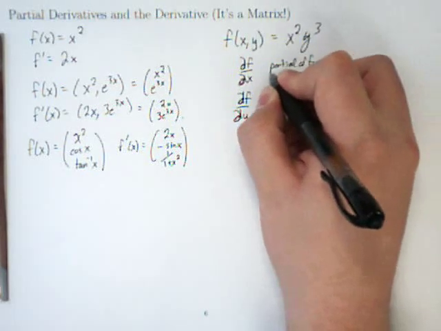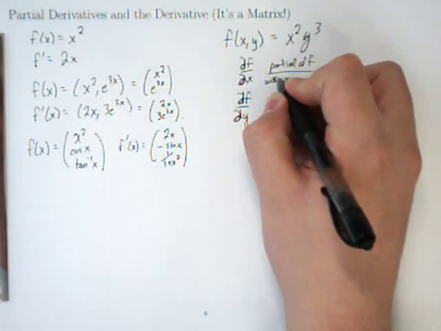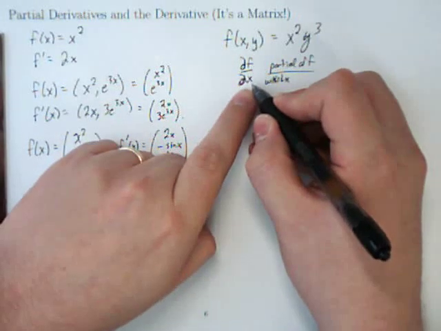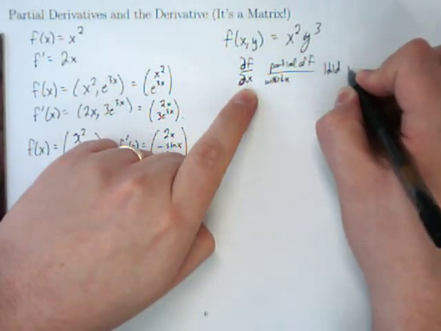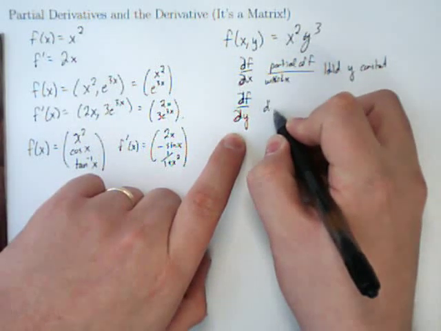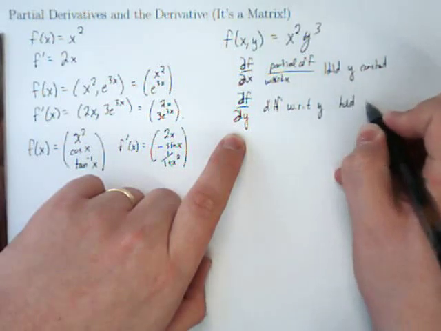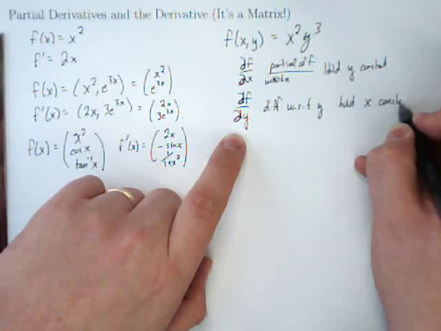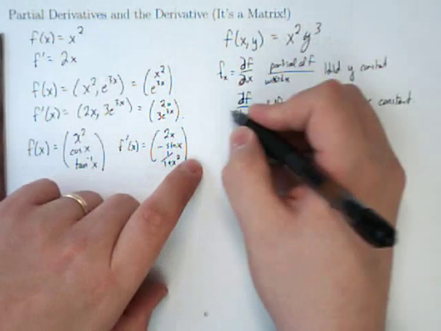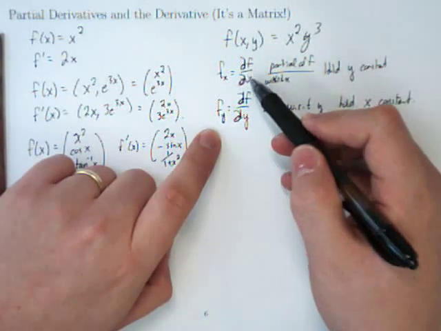So this is the partial of f with respect to x. And the idea is take the derivative with respect to x, but hold y constant. This one is differentiate with respect to y, but hold x constant. Some symbols, people often write this with an f and then a little x next to it, and this f with a little y next to it. F sub x, f sub y, the partial of f with respect to x.